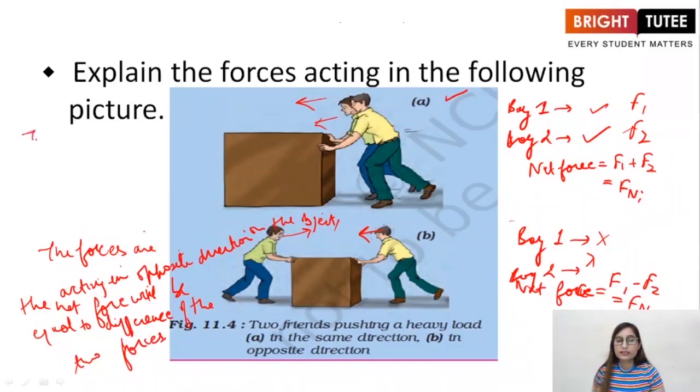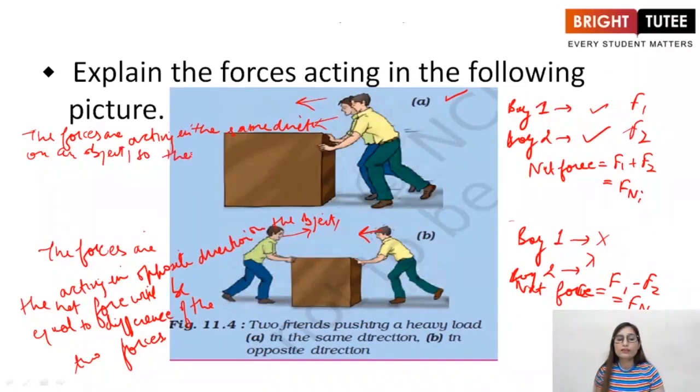And in the first case, the forces are acting in the same direction on an object, so they will be added to obtain the net force, right? Simple. When the forces are acting in the same direction, they are added. When they are acting in opposite directions, the net force is the difference between the two forces, right?